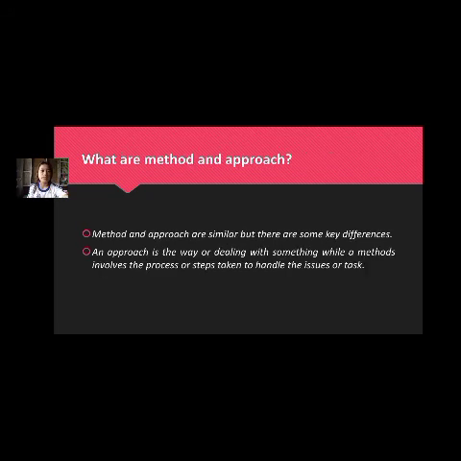So let's proceed to what are method and approach. So method and approach are similar, but there are some cases where they are different. So an approach is the way of dealing with something, while the method involves the process or steps taken to handle the issues or tasks. So that is the method and approach.